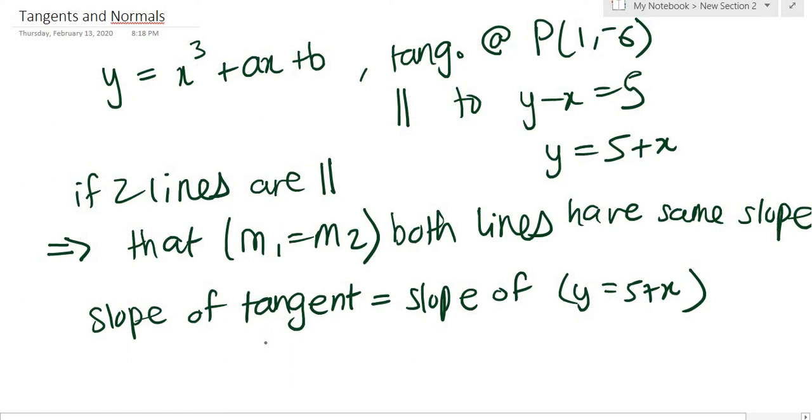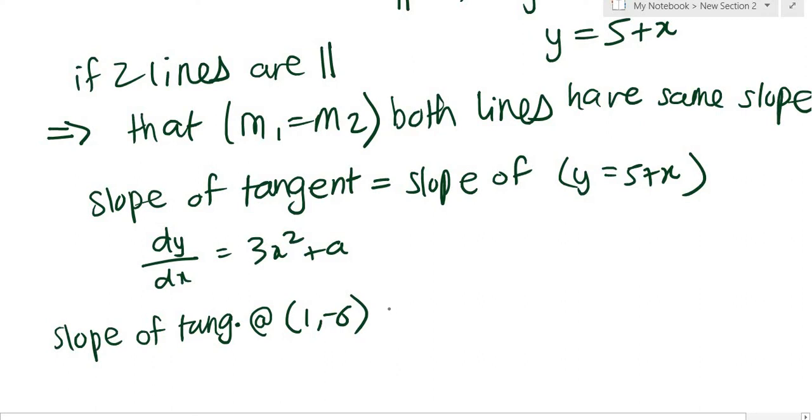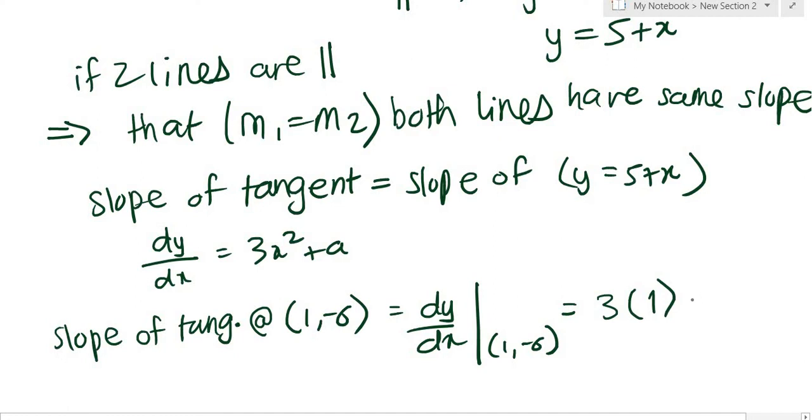Now for the slope of the tangent, you might want to differentiate this. So we can go ahead and do that. dy over dx is equal to 3x squared plus a. b is a constant, it goes away. But they're telling the tangent at point P, so you need to plug the information of x and y into that. So the slope of tangent at 1 comma negative 6 is just dy over dx at that point 1 comma negative 6. You can plug the value 1 in place of x. There's no y, so negative 6, there's no place for us to plug that. 3 times 1 squared is 3 plus a, so 3 plus a.